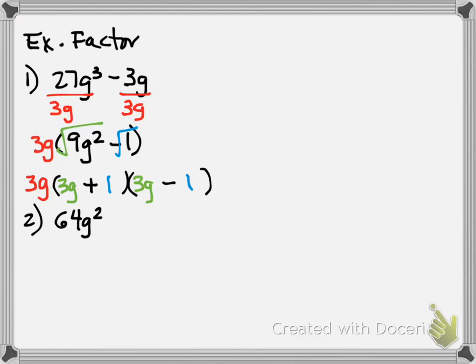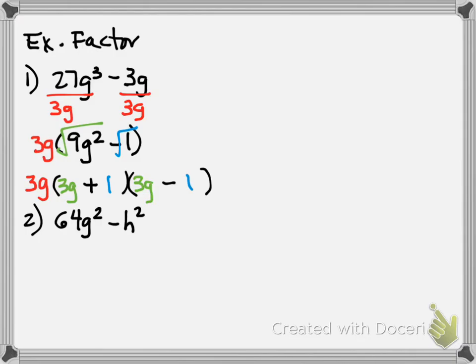64G squared minus H squared. So, is there a GCMF? No. There's no coefficient, and the variables aren't the same, so I can't do anything. So then I ask, is it the difference of squares? Does it meet the criteria? Yeah. It's a difference, perfect square, perfect square.